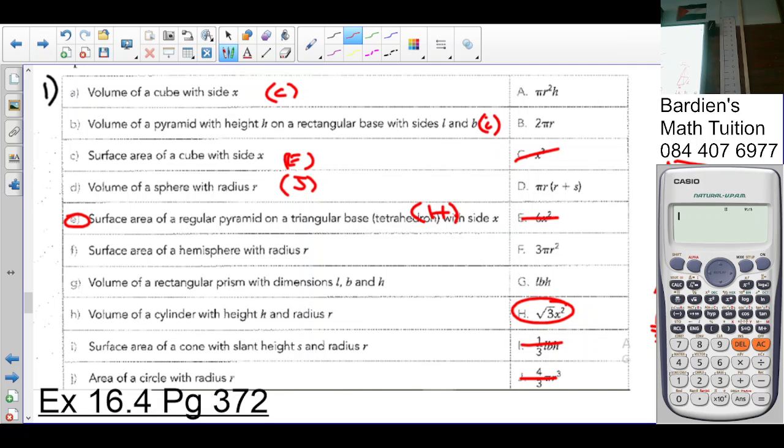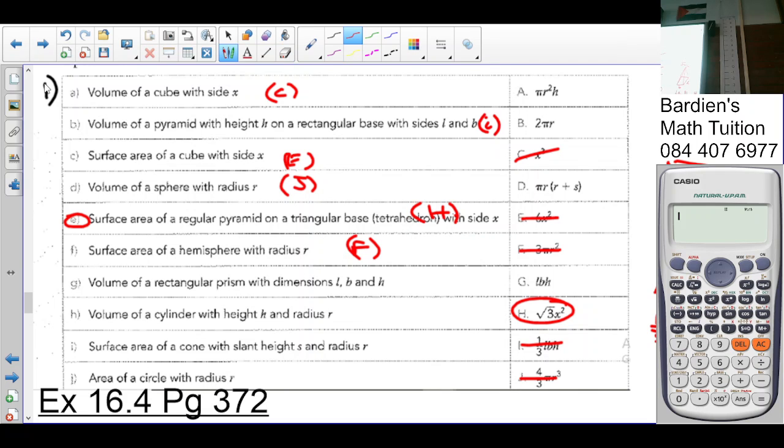The surface area of a hemisphere. A hemisphere is half a sphere. The surface area of a sphere is 4 pi r squared. Is that correct? So the hemisphere is half of that, so it's 2 pi r squared, plus the surface area at the bottom, which is pi r squared, so it's going to give you 3 pi r squared, which is F. Okay, you all agree with that?